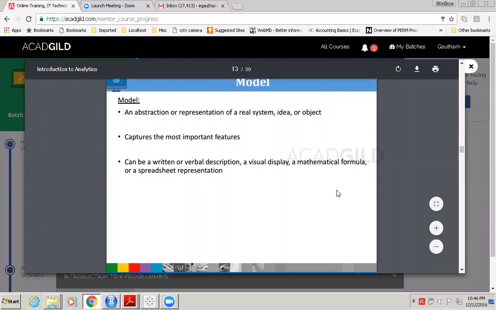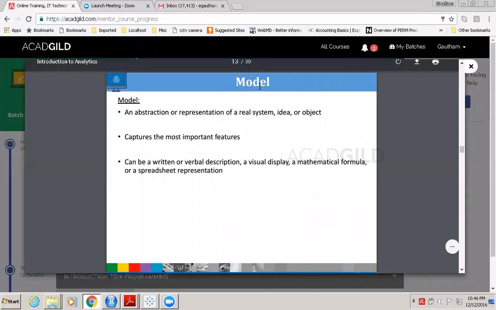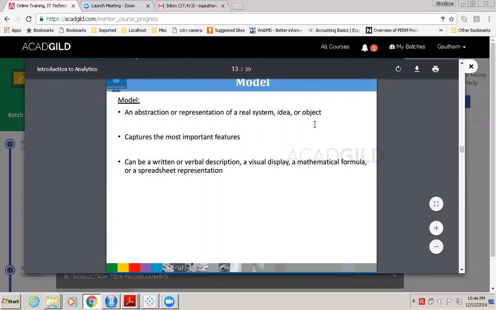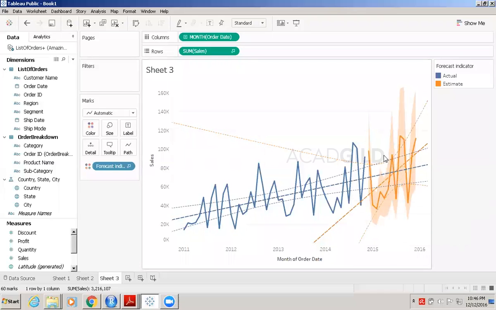Now model, I have discussed a little bit about the models. So basically an abstract or representation of a real system. So what is a model? In this example, what a model is doing is analyzing the existing information, and it has created one model by analyzing the various parameters. When it is asked to show the data for the future, it uses that model, created based on existing and past data, to come up with a new analysis. So that is what a model is.